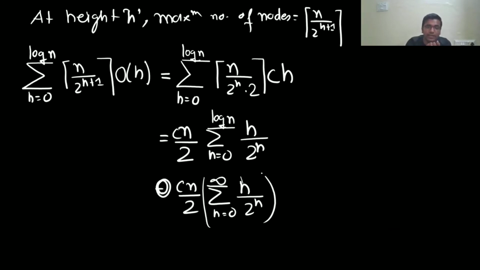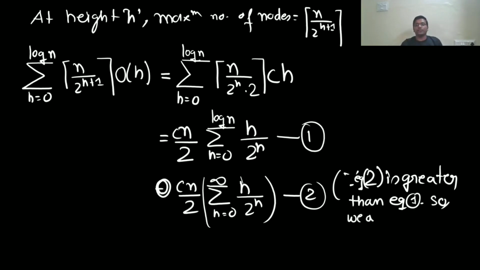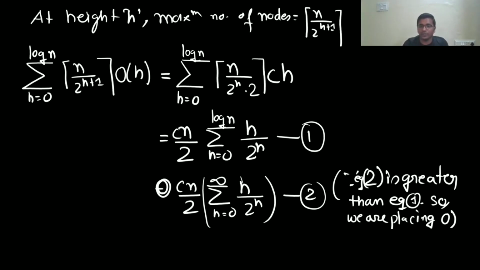And whenever, see, since you are going with the summation till infinity, equation 2 is greater than equation 1. So that's why here I am placing big O. Is it clear to all of you?